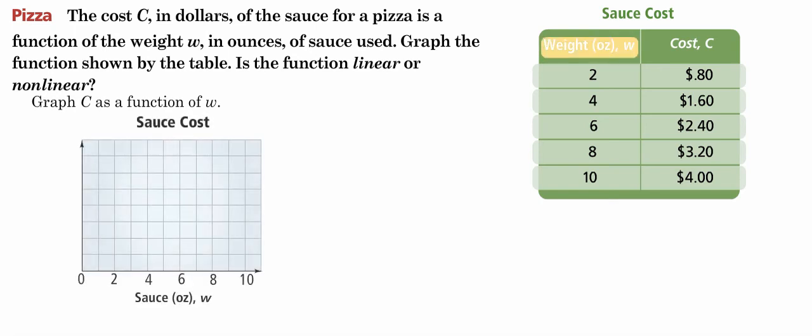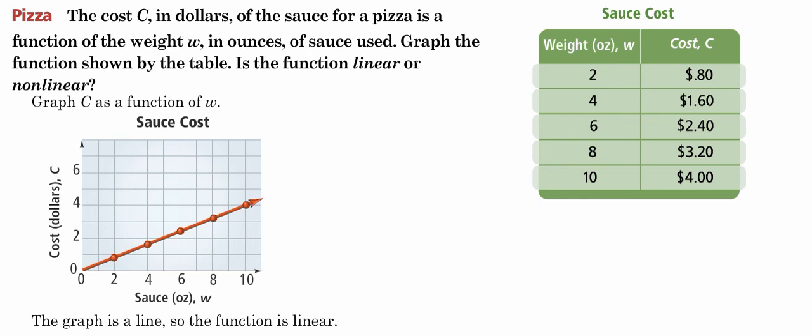Use the horizontal axis for the weight, W, the independent variable. Use the vertical axis for the cost, C, the dependent variable. Plot points corresponding to the values in the table. The graph is a line, so the function is linear.